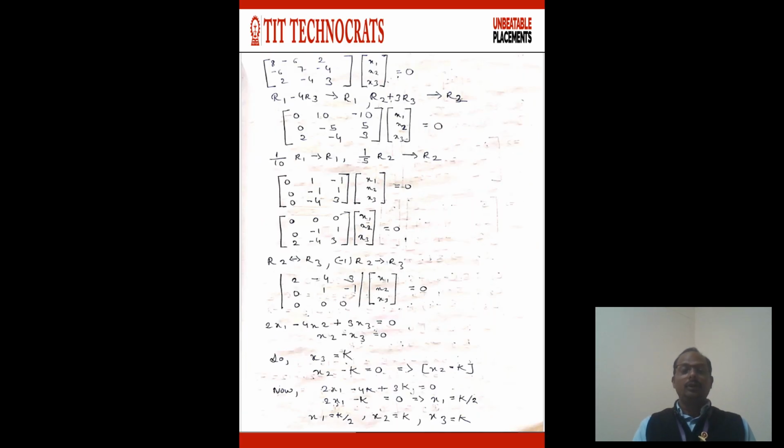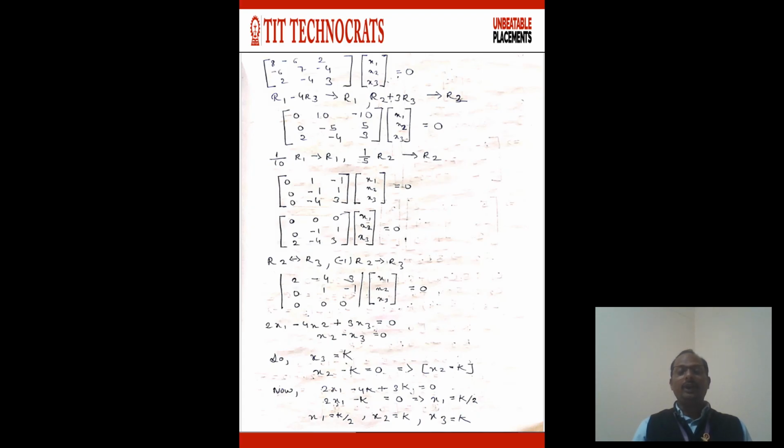By taking one value at a time, we can get the eigenvector. First of all, I have taken lambda equal to 0. According to the equation, we have to put the value of lambda in (A minus lambda I)x equal to 0. By doing row operations again, we have to reduce the matrix. After reducing this, we get the equations 2x1 minus 4x2 plus 3x3 equal to 0 and x2 minus x3 equal to 0.